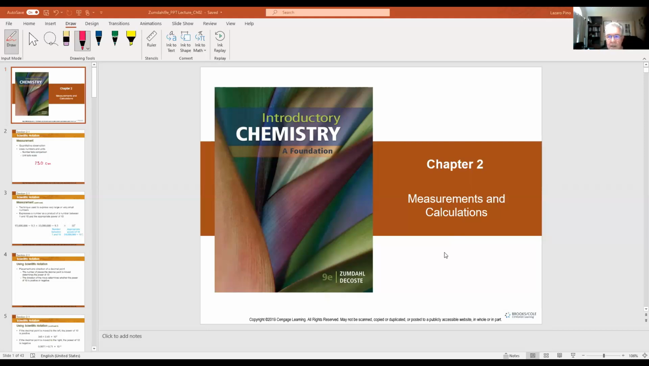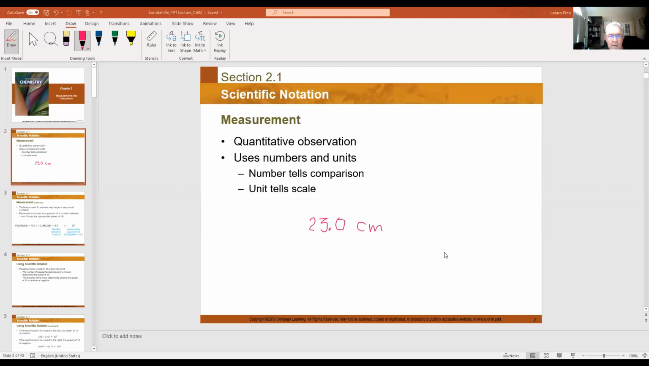So let's begin with: what is a measurement? A measurement is a quantitative observation. Then you need to use a number, but also you have to use units. This is very important because sometimes a student puts a number and no units, and we don't know what we are talking about.